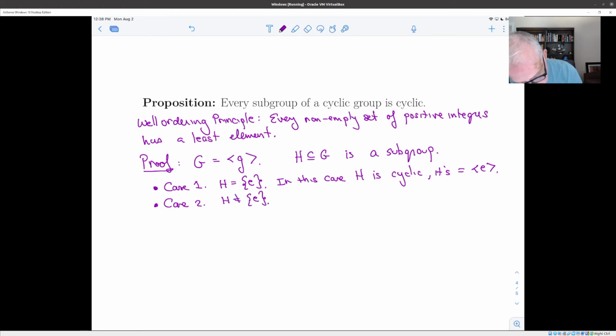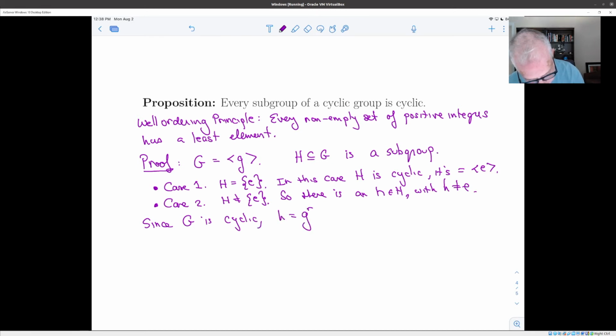Case 2 is that H is not the trivial group. So there is an element, let's call it h, in H with h not equal to the identity. And since G is cyclic, h has to be a power of g, h equals g to the r for some r in Z. Now there are two cases. Either r is positive or r is negative. It can't be 0, because if r were 0, then h would be g to the 0, which is the identity element, and we've ruled that out.